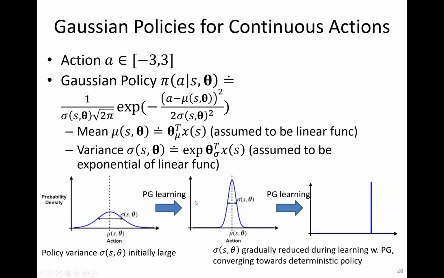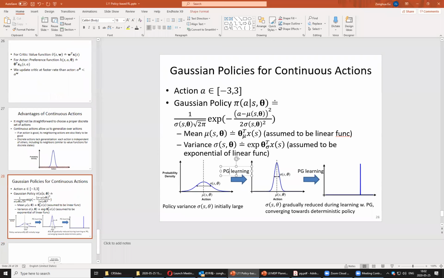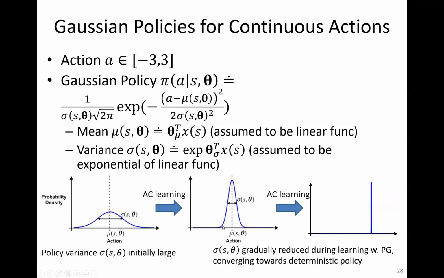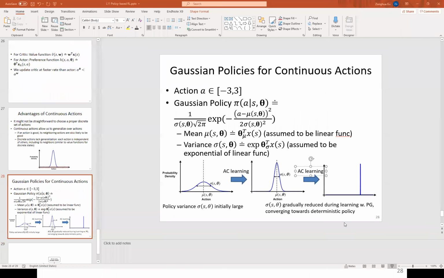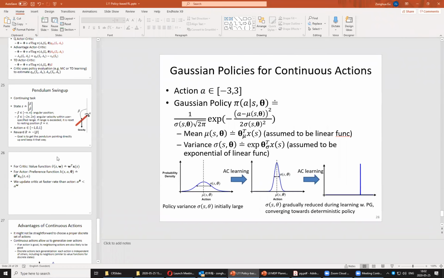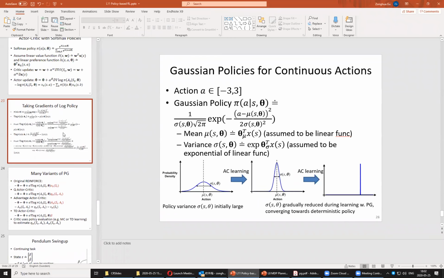And then during the policy gradient, during the actor critic learning process, the policy gradually reduces the variance and eventually converges to a deterministic policy. That's a typical training process of actor critic. Yeah, I think that slide should belong to here.